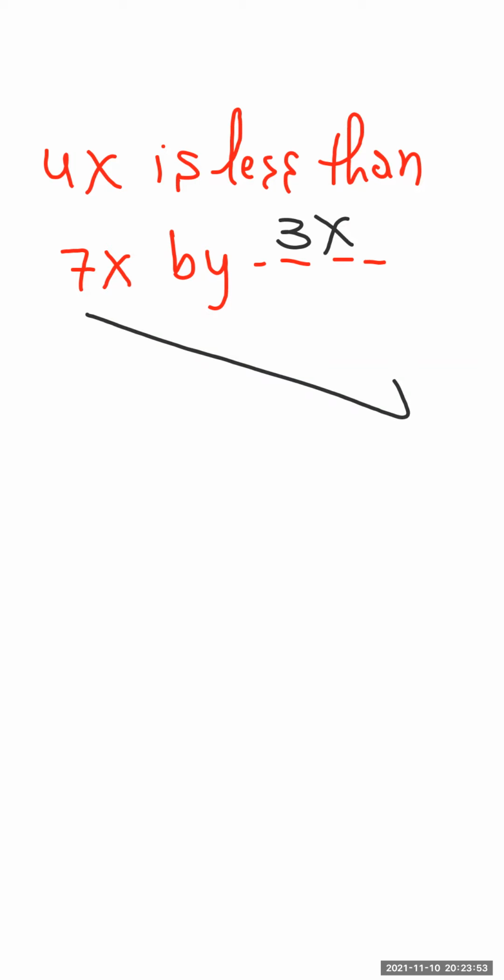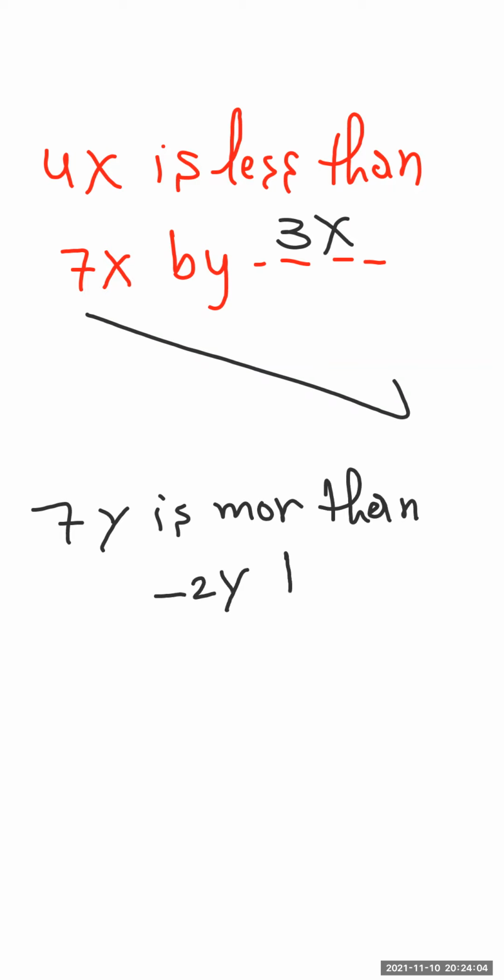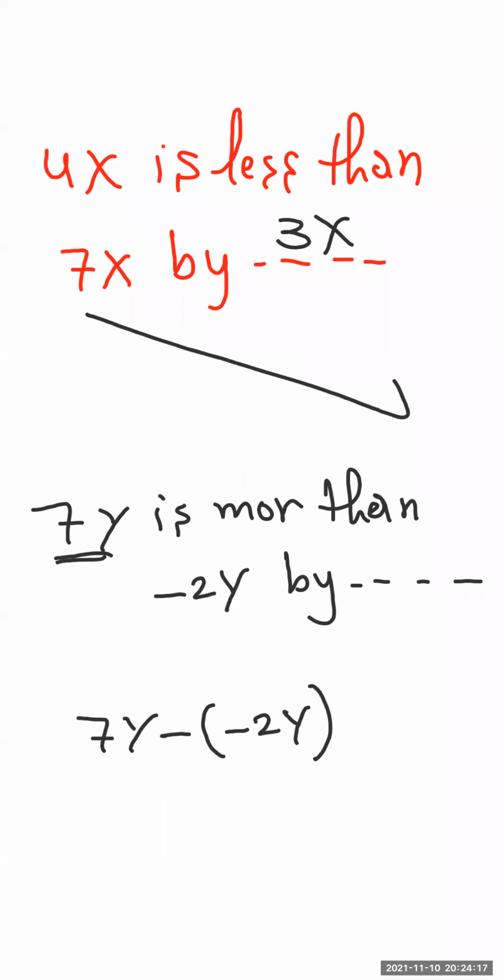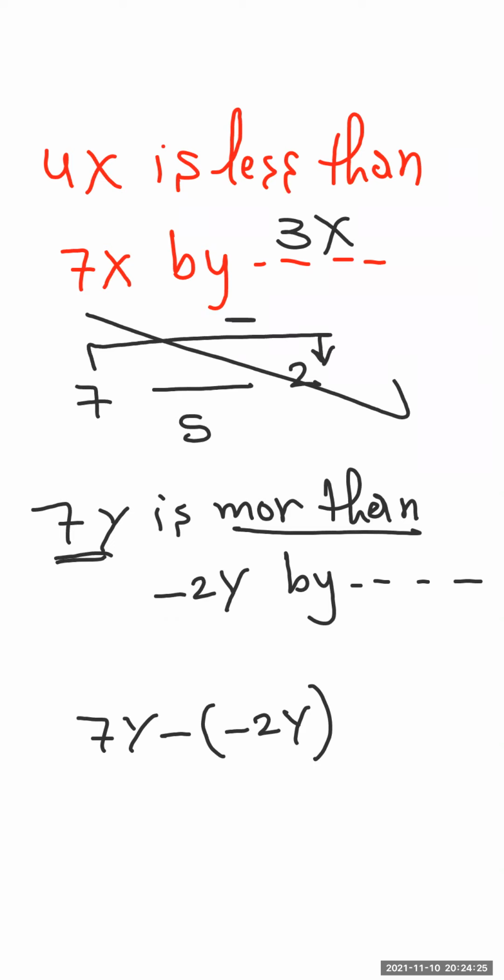Okay, if the question is like that, 7y is more than negative 2y by what? So this one is the greater, so greater minus smaller here, right? So 7y minus. Sir, in the problems do we always subtract the greater from the smaller? No, here it's more than. I don't care about greater and smaller.